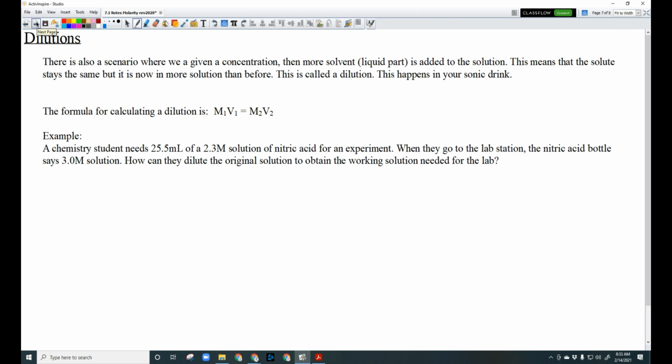All right, dilutions. There's also a scenario where we're given a concentration in some of these problems, and then we're going to add more solvent, or more of the liquid part. What this does in the solution is it increases the volume, but the solute stays the same. So this means that it's going to be diluted.